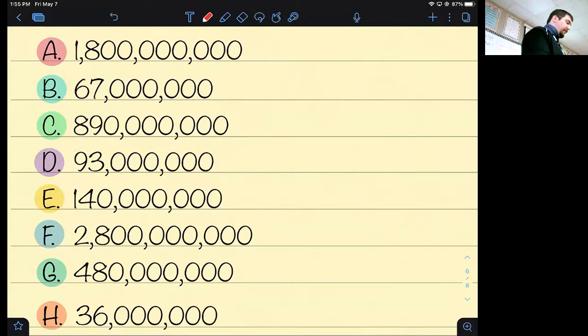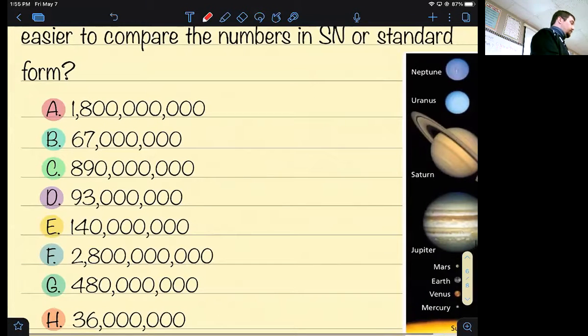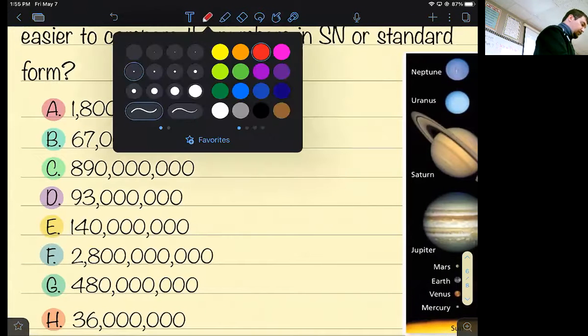You just look at the zeros, right? Or we could just knock out the zeros. All the big numbers are the further away.